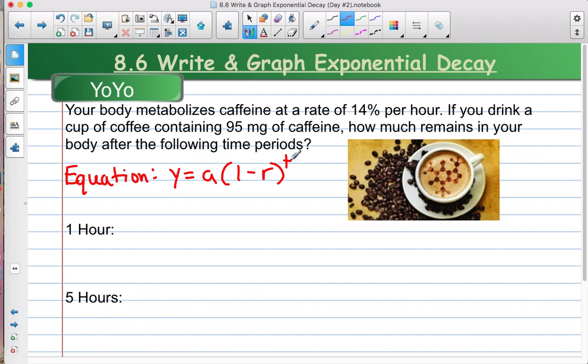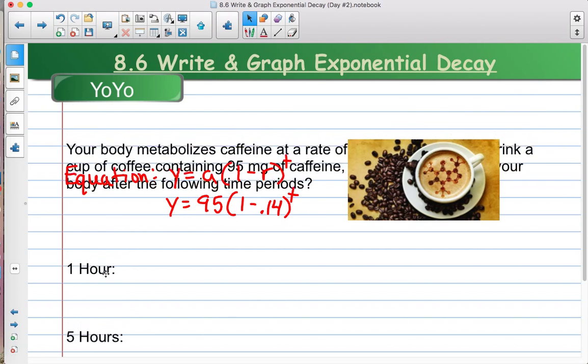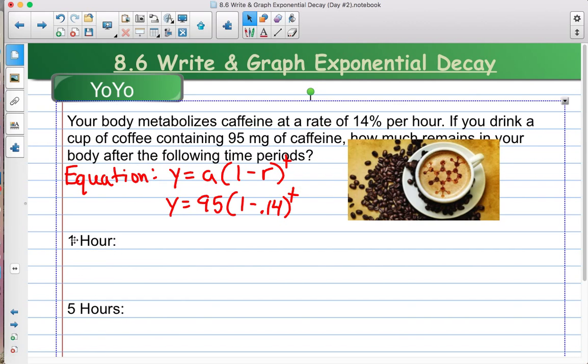Okay, welcome back. Let's go over it. Set up your original equation. You'd say the caffeine in your body initially was 95 milligrams. I'm losing, so 1 minus 0.14, that's what 14% is for every hour. I'm going to simplify that.